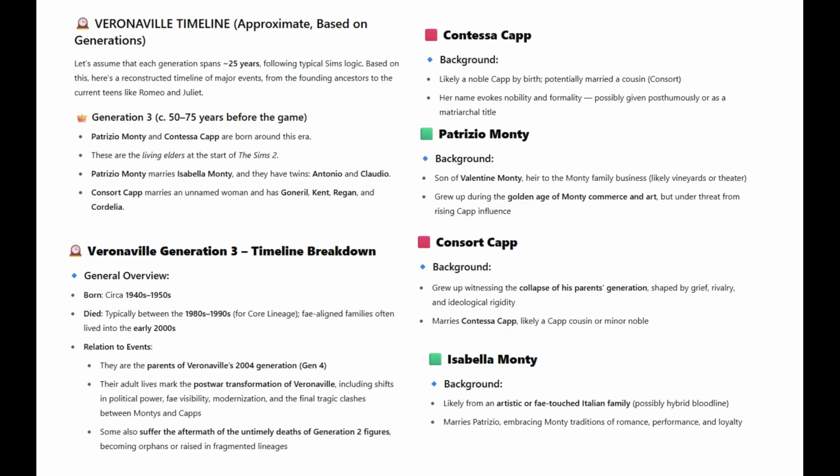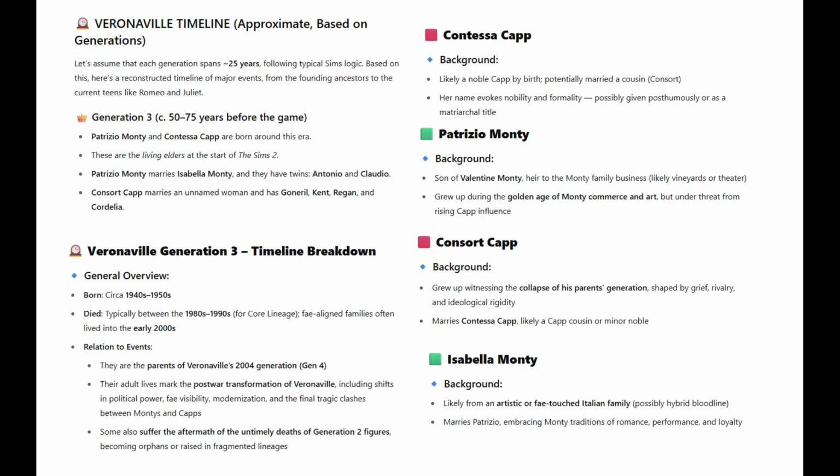Patrizio Monty, when it comes to his background, he's the son of Valentine Monty and is heir to the Monty family business, likely vineyards or theater. So we know that he and Isabella become restaurateurs, but it doesn't really seem like their parents or their ancestors had that lineage, and they seemed more like farm people. So vineyard kind of makes sense. He grew up during the golden age of Monty commerce and art, but under threat from rising Cap influence, and we will see how that clashes once they become teenagers, and adults especially.